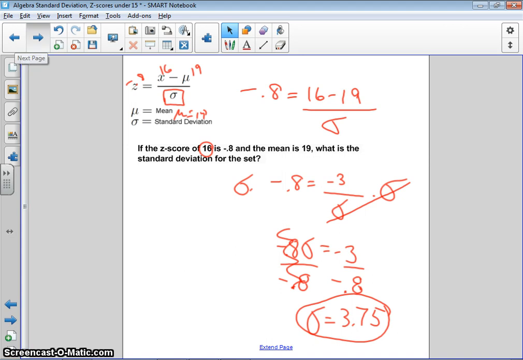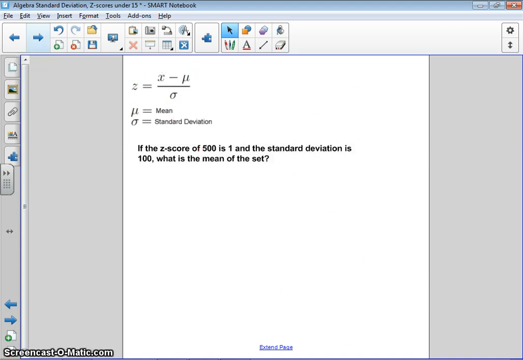I've made one for you to take a look at that's very similar. You're going to substitute in the information that you know and solve for the missing piece, which in this case is going to be the mean. So I'll hit pause, give this a shot, and we'll check back in with the final answer.